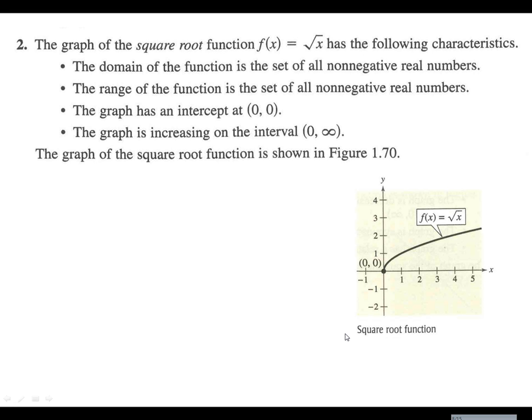Square root function, y equals the square root of x. Domain, all positive numbers and 0. Range, all positive numbers and 0. Other way to say that is non-negative. So y has to be greater than or equal to 0. That would be our range. Our domain, x has to be greater than or equal to 0. We do have an intercept at 0, 0, and we're increasing starting at 0 and going all the way to positive infinity.